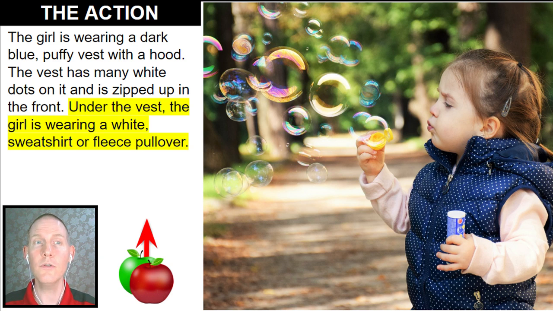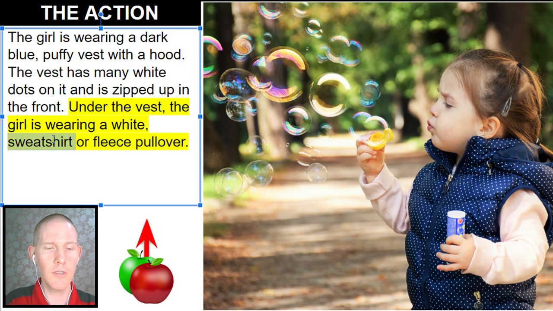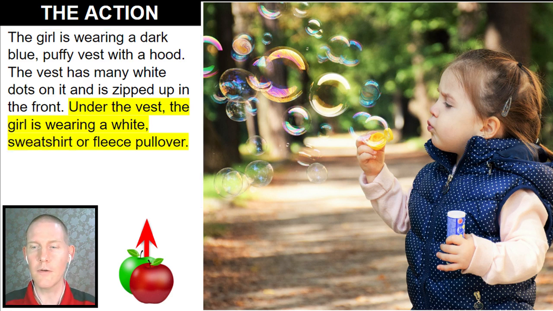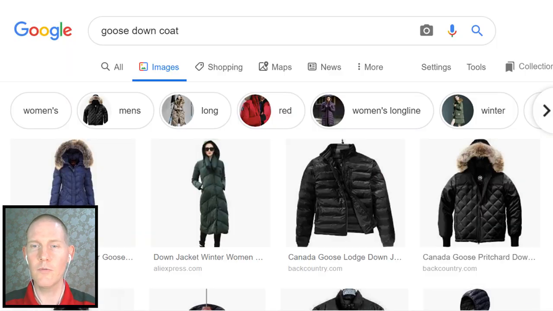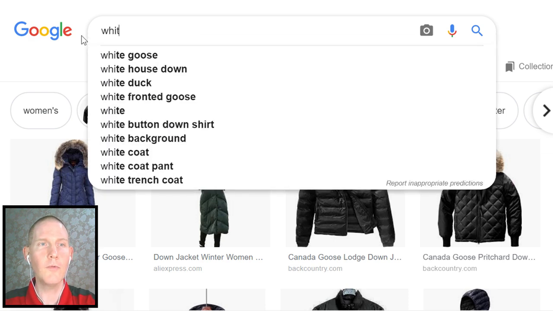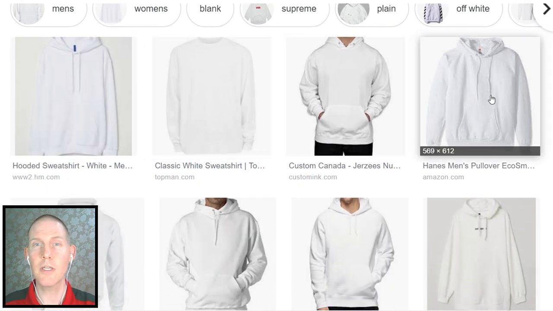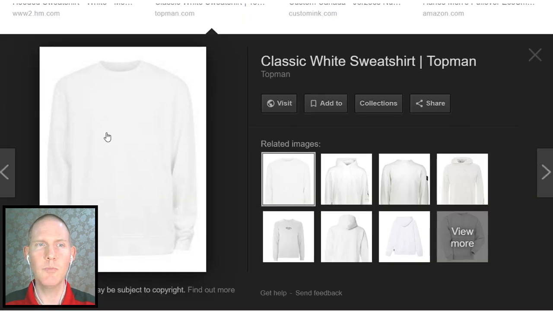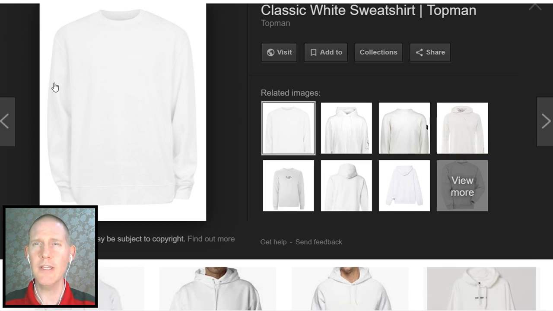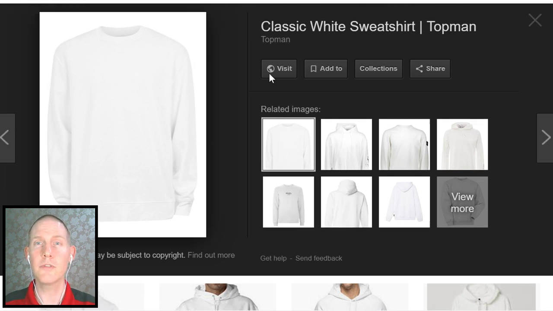Under the vest, the girl is wearing a white sweatshirt or fleece pullover. Okay, so I put two options. I put a sweatshirt or a fleece pullover. So first, let's look up a white sweatshirt, to make sure we have a good idea of what is a sweatshirt. And we'll do a white one because it's the same as the color. So a white sweatshirt, I mean, this is like a sweatshirt jacket. It could just be something like this. It's good for exercising, it keeps you warm, and it's really comfortable. So that would be a sweatshirt.